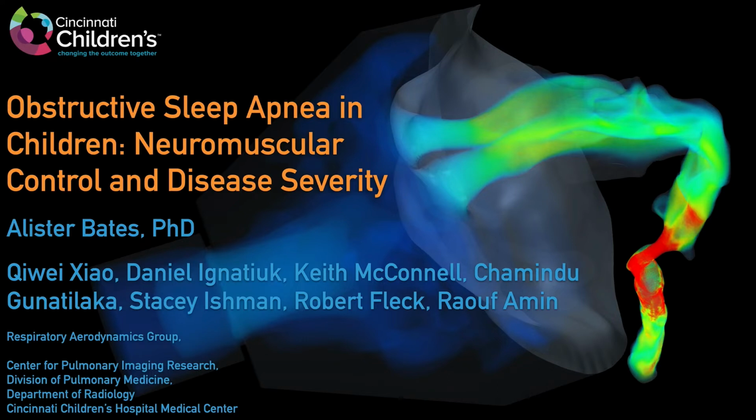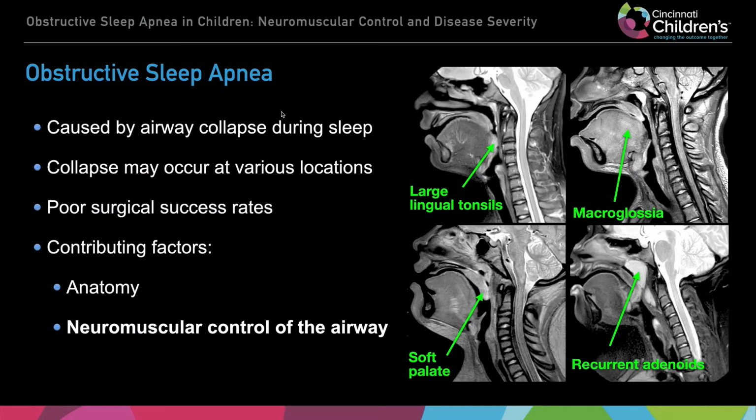I'm going to focus today on obstructive sleep apnea in children, and particularly how neuromuscular control relates to disease severity. So sleep apnea is collapse of the airway during sleep. It can happen in a number of different locations, shown in these images here.